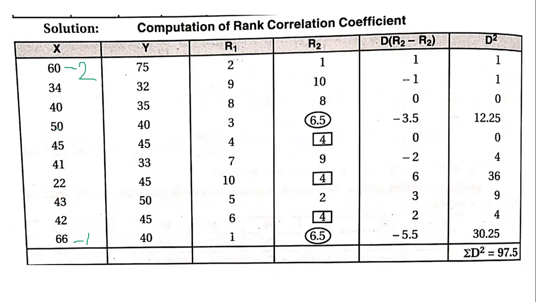Then something in the 50s. 50 is the third rank. 45 is 4. Then 42, 43. Yes, 43 is the fifth rank. 42 is the sixth rank, 41 is seventh, 40 is eighth rank, 34 is ninth rank, and 22 is 10th rank. So if you see, there is no repetition of numbers, and you have just got all the ranks from 1 to 10. This is normal, how we usually do.